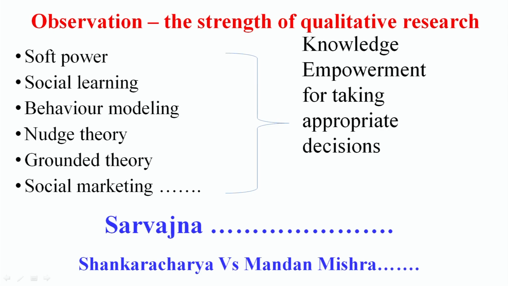Before the Shastrartha, both of them wear a garland of fresh flowers, and it continues for many days. Then one fine morning, the wife of Mandan Mishra declares her own husband the loser and Shankaracharya the winner. So, what is the basis of this?